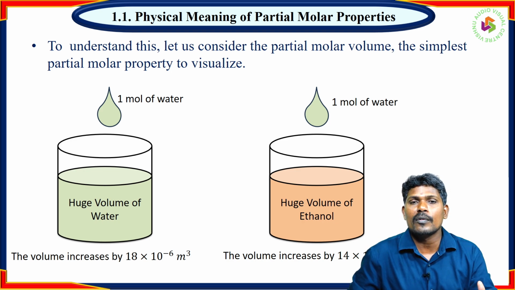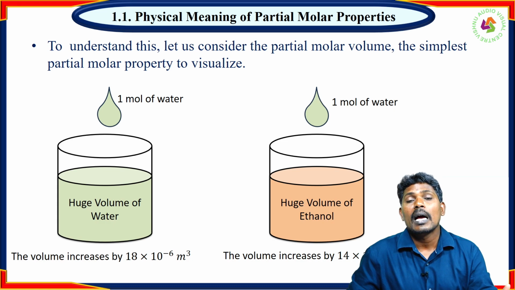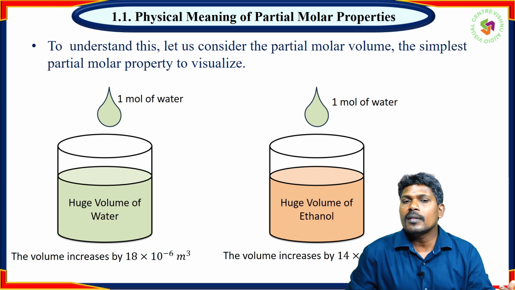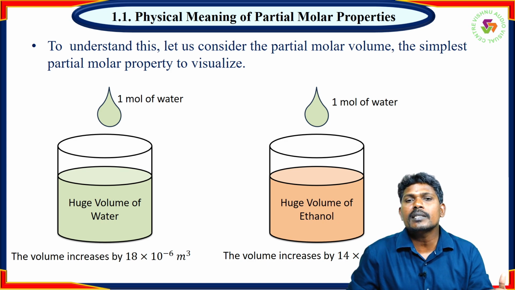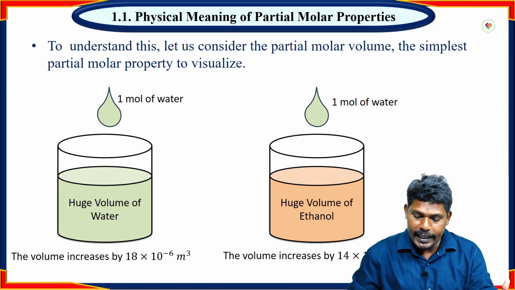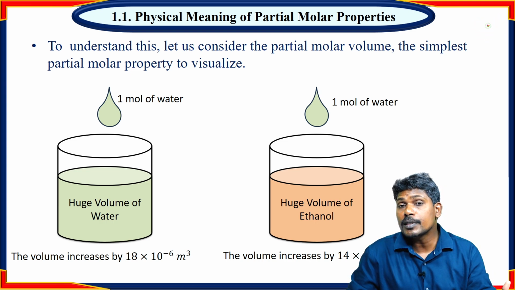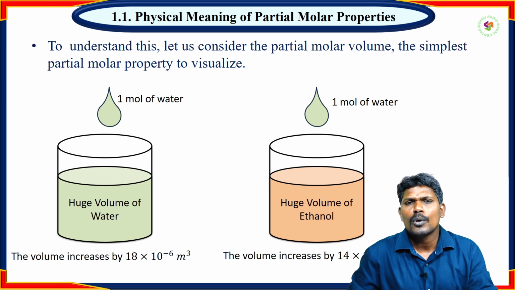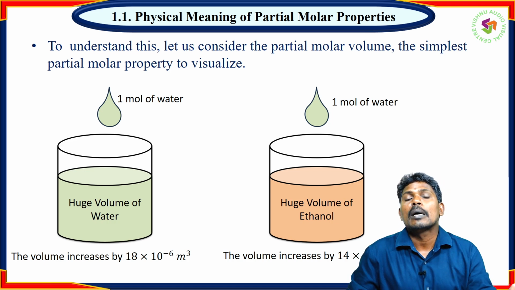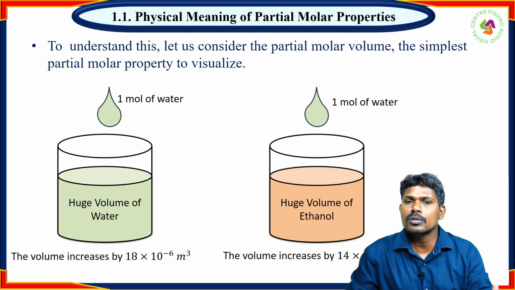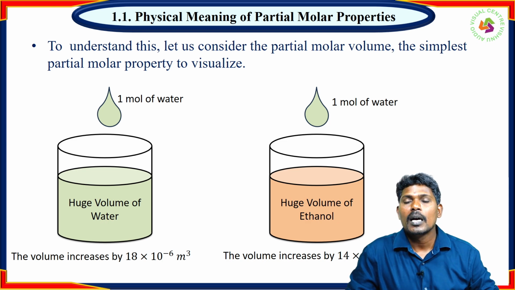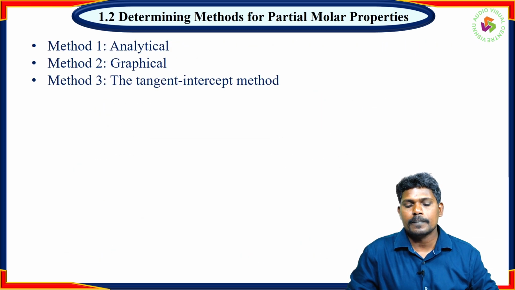So the same 1 mole of water added to a huge volume of water, and in parallel, the same 1 mole of water added to a huge volume of ethanol. In the first case the volume is increased by 18 into 10 power minus 6 meter cube, but in the second case it is increased by 14 into 10 power minus 6 meter cube. So the change of property differs with respect to the mixture because of the molecular interactions in those mixtures. This is the physical meaning of partial molar property.